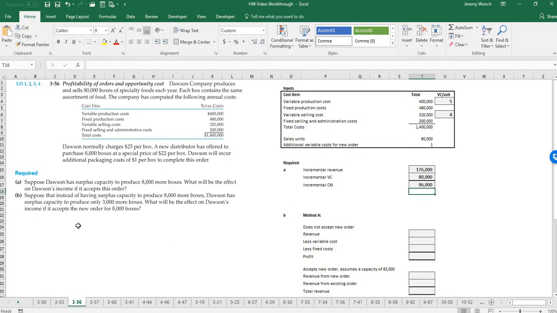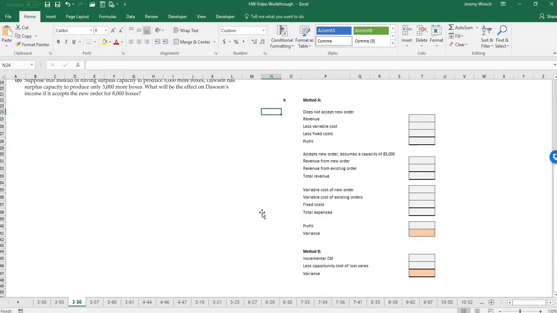In the next one, suppose instead of having surplus capacity, where we can produce those 8,000 boxes plus our normal 80,000, so a total of 88,000, what if we only have the capacity to produce 3,000 more boxes? So instead of producing our normal 80, we can only produce 83, not our 88. And so what effect on income would that have on Dawson? What that's saying is if we accept that 8,000 deal, that means that's 5,000 units of our normal sales that we couldn't do.